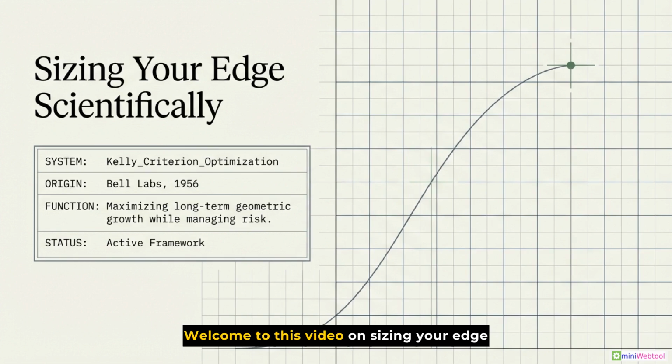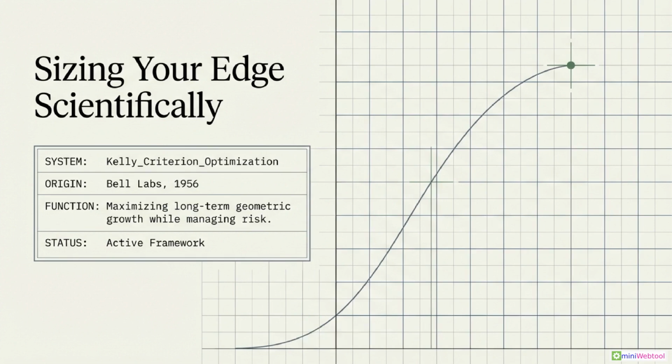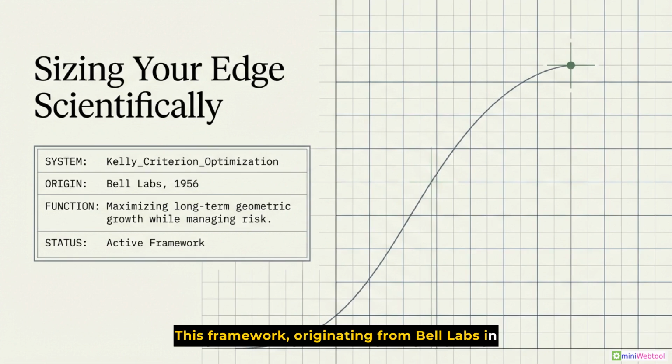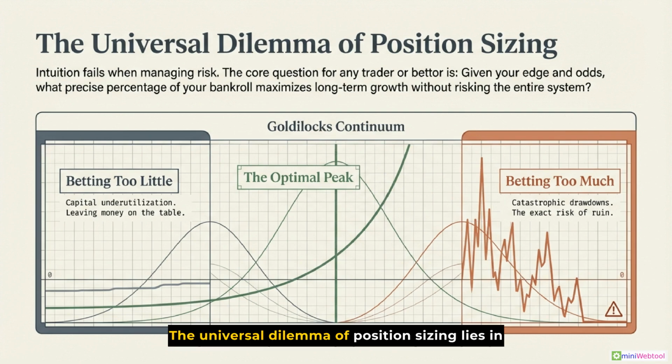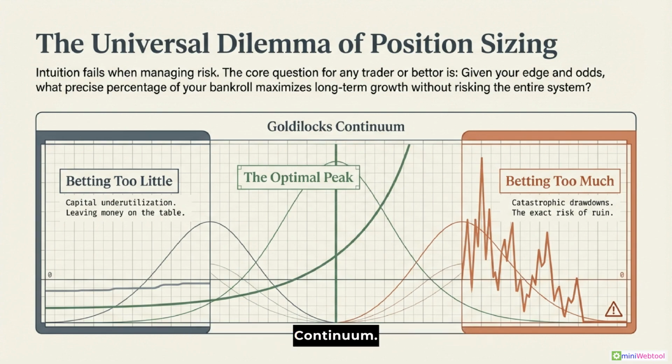Welcome to this video on sizing your edge scientifically using the Kelly Criterion optimization. This framework, originating from Bell Labs in 1956, focuses on maximizing long-term geometric growth while effectively managing risk. The universal dilemma of position sizing lies in finding the optimal peak, or the Goldilocks continuum.